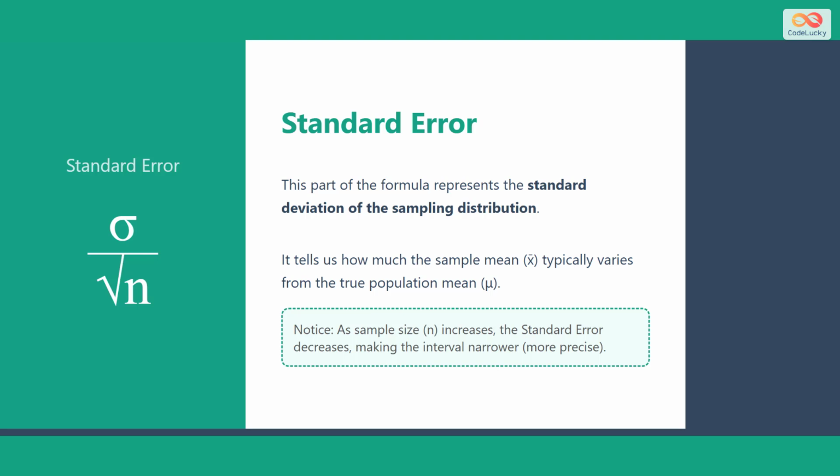The fraction part of the formula is called the standard error. It is calculated by taking the known population standard deviation, sigma, and dividing it by the square root of the sample size, and this measures how much sample means typically vary from the true mean.